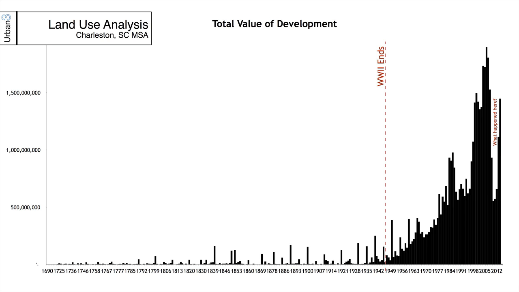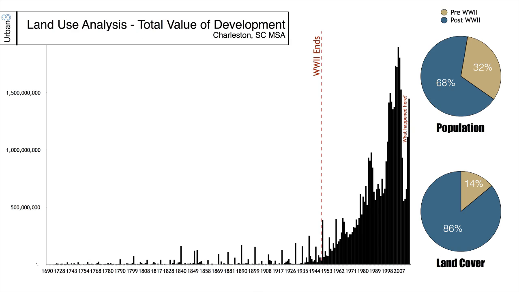But in looking at it, the population pre-World War II was about 1/3 the population of the whole entire region. They added a lot more people post-World War II. But check out the land coverage. Those people pre-World War II were essentially 14% of the land area. So we're adding more land per person post-World War II.